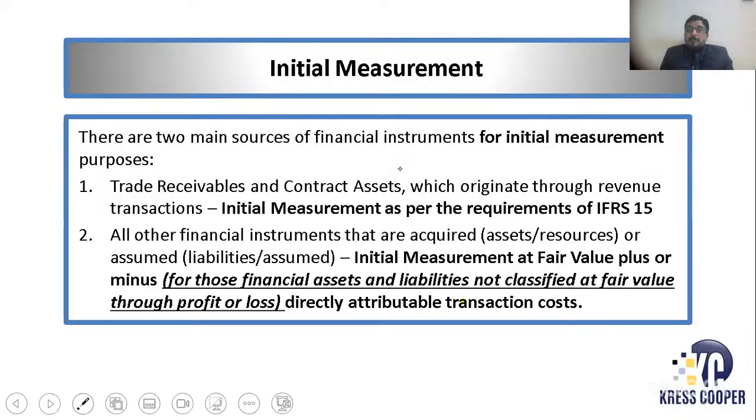IFRS 9 talks about the initial measurement for all other financial instruments, meaning all other financial assets and financial liabilities, at fair value. Now, there is a small tricky point that we need to focus on. The story of the egg and the chick. Although we are talking about the initial measurement, we have to keep the subsequent measurement in mind also at this point in time.